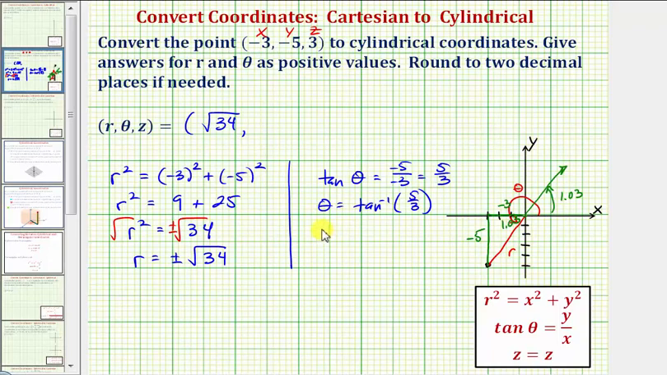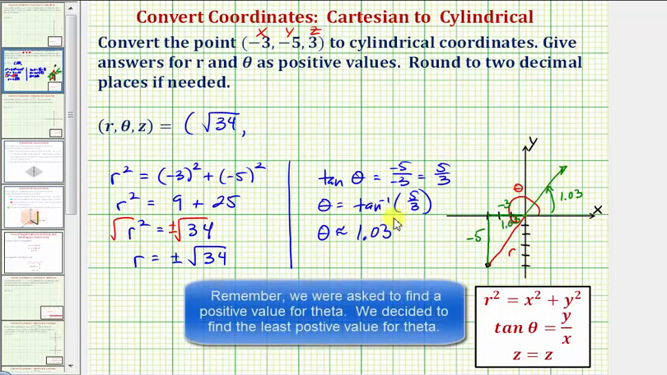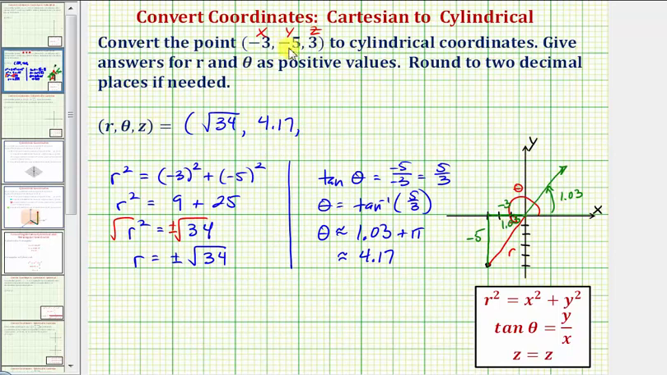So we found from the calculator the angle theta was approximately 1.03 radians, but to find the angle in the third quadrant we had to add pi radians, which gave us approximately 4.17 radians. And the z-coordinates are the same in both cylindrical and Cartesian coordinates. So z is equal to positive 3. So here's one possible way to express the given point using cylindrical coordinates. I hope you found this helpful.